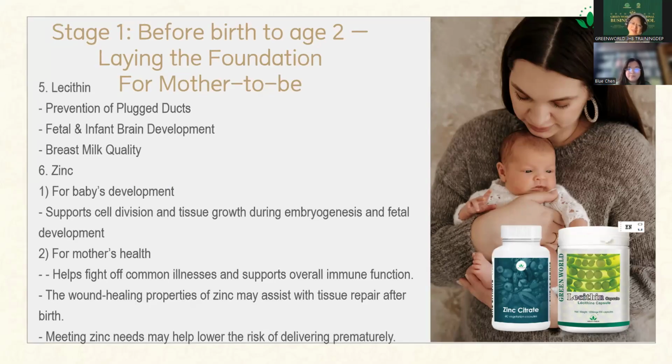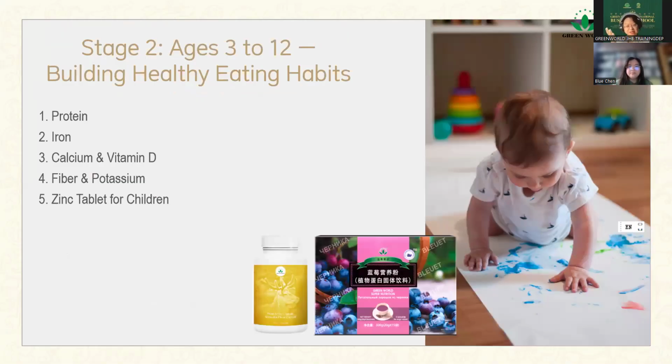All right, now let's take a look at stage 2, from age 3 to 12. This is the period that we are supposed to build healthy eating habits. The nutritional demands for children between the ages of 3 and 12 are high because this is a period of rapid growth, bone development, and brain maturation. Meeting these demands requires a balanced diet rich in protein, healthy fat, vitamins, and minerals. While a balanced diet covers most needs, some nutrients deserve extra attention as deficiencies are common.